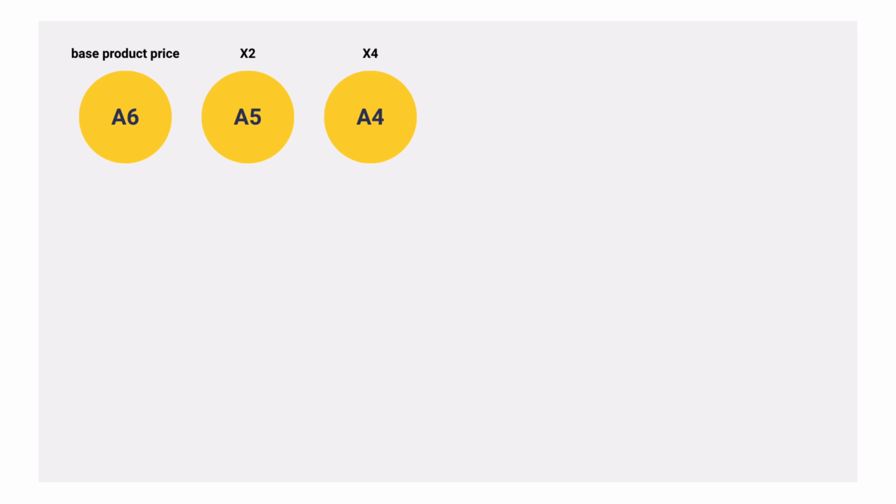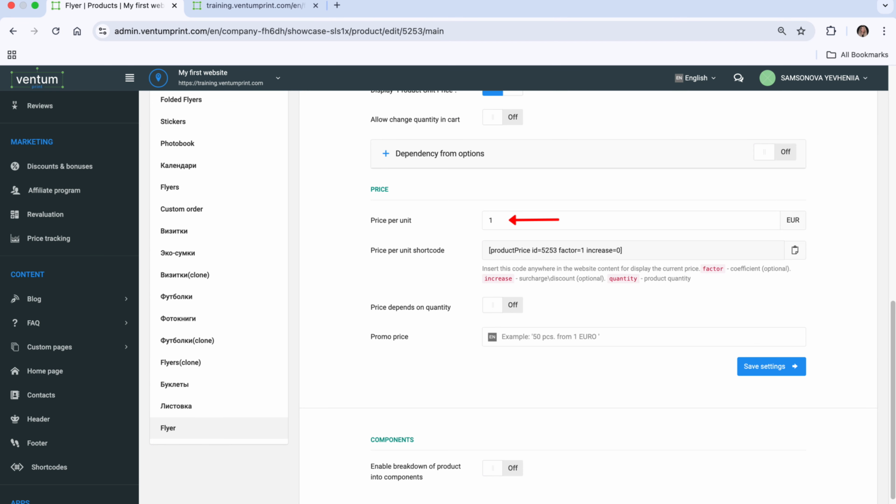Let us consider how coefficients are applied. The ratio of A6 to A5 and A6 to A4 remains unchanged. The area is still 2 and 4 times larger respectively, regardless of prices. In this case, we only need to change the price per unit here.